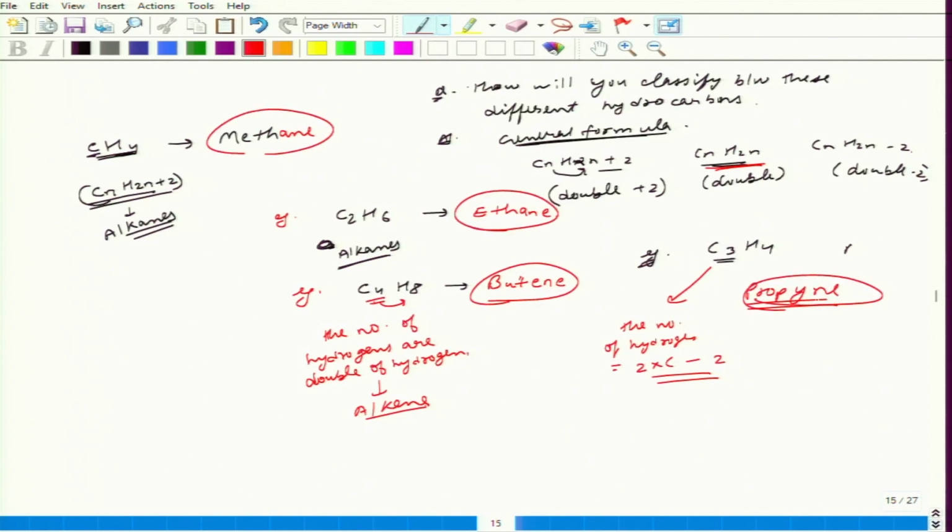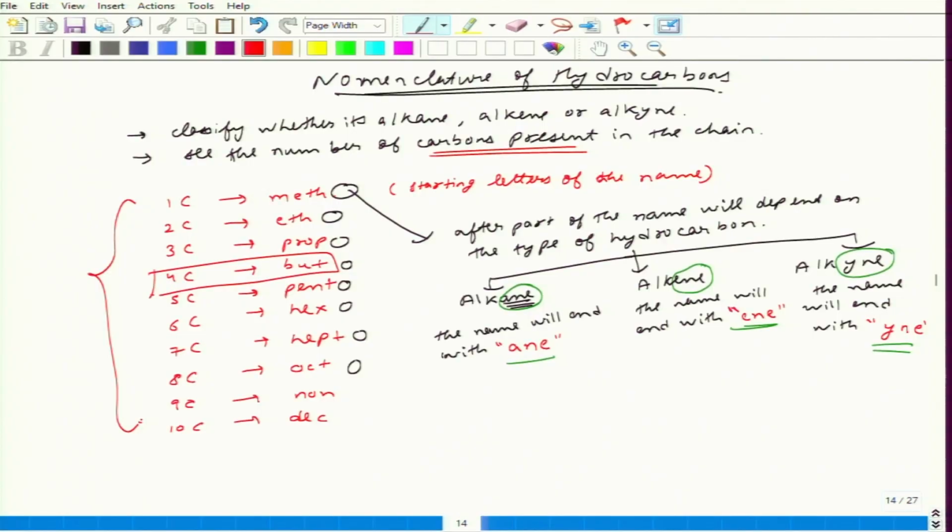In further classes we will discuss the higher members and more examples of the nomenclature of the hydrocarbons. For now, we have discussed the basic idea of alkanes, alkenes and alkynes, their properties, structures and nomenclature. You must remember that nomenclature depends on only two things: first, how many carbons are present, and second, whether it's an alkane, alkene or alkyne.